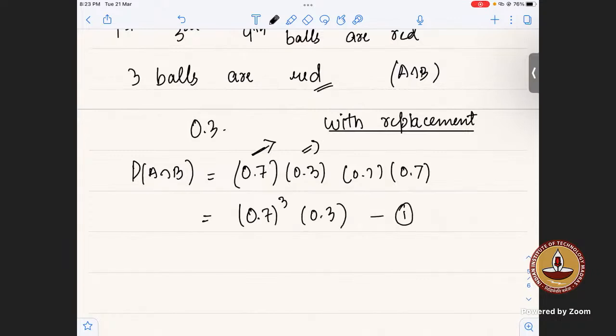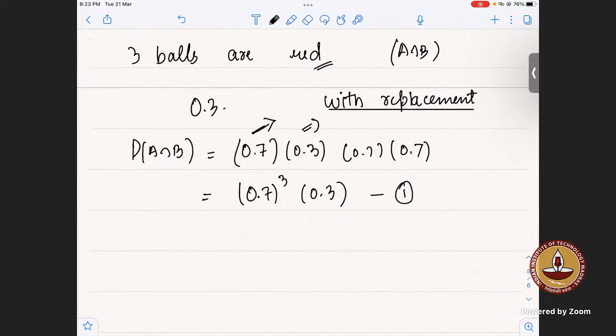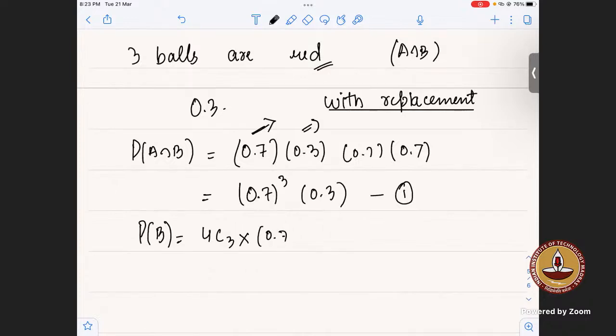This much clear? Any doubts up to this point? No. Okay. Now, what is the probability of B? What is B basically? 3 balls are red. Out of the 4 balls we have, we choose 3 balls that are red. What is the probability of the first ball being red? 0.7. The second ball being red? 0.7. And the third ball being red? 0.7, right? And the fourth ball will be black, that is probability 0.3. Okay.